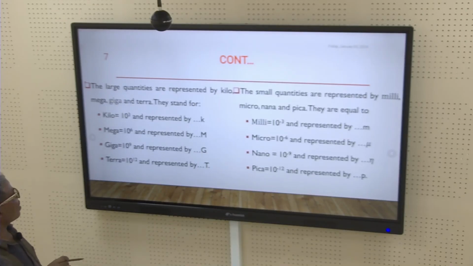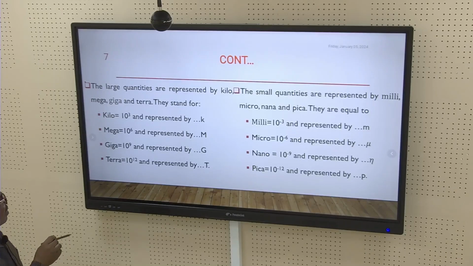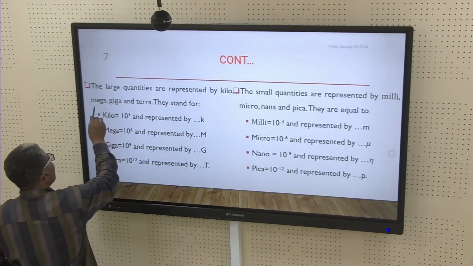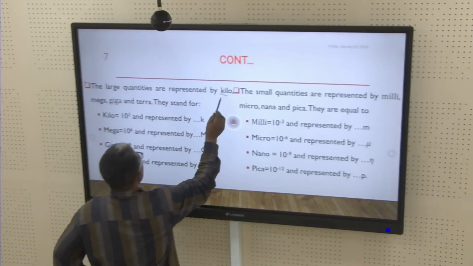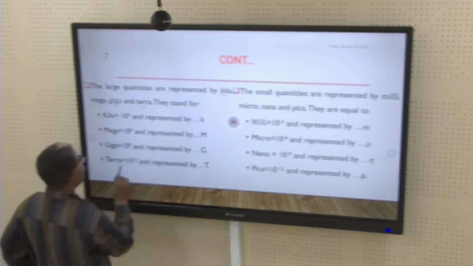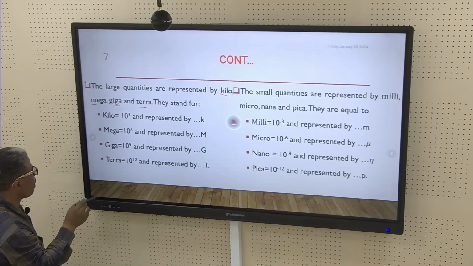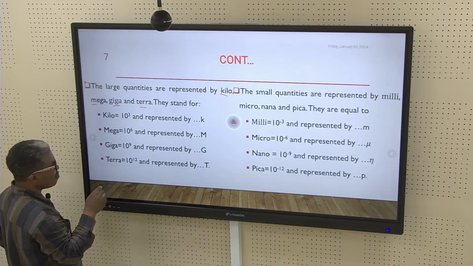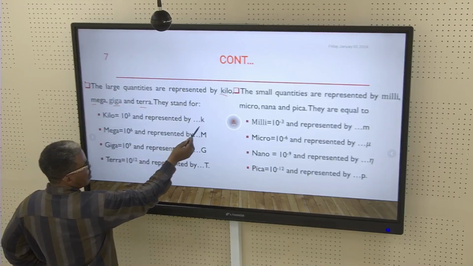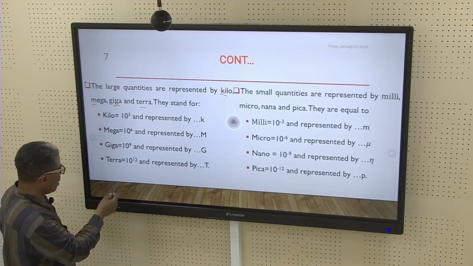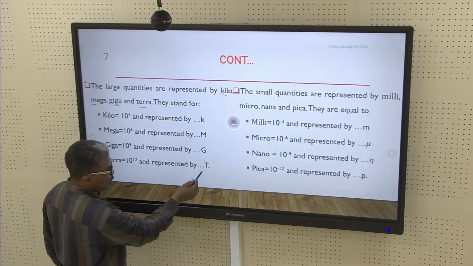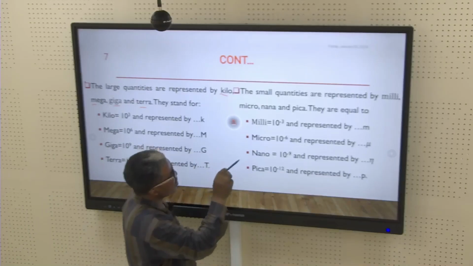Larger quantities are presented by kilo, mega, giga, and tera. Kilo means 10 power 3, represented by small k. Mega means 10 power 6, represented by capital M. Giga is 10 power 9, represented by G. Tera is 10 power 12, represented by capital T.